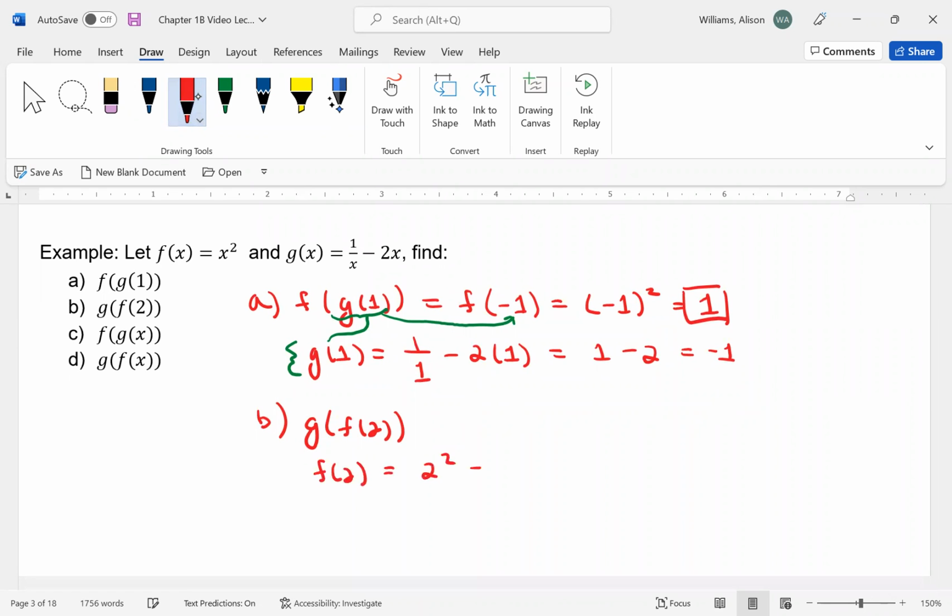So 2 squared is 4. So now I'm going to plug 4 back up here. I'm going to come back up here and plug that in for g. So g of 4 is going to be 1/4 minus 2 times 4, which is 8. And 1/4 minus 8 is 7 3/4, or another way of saying that is 31/4.